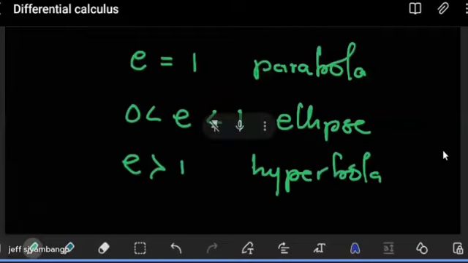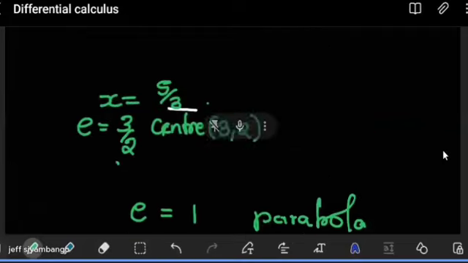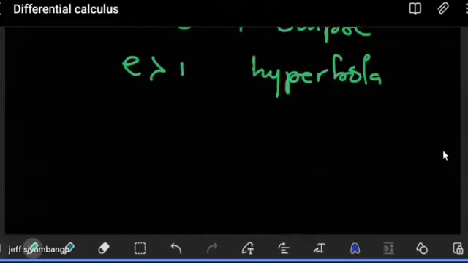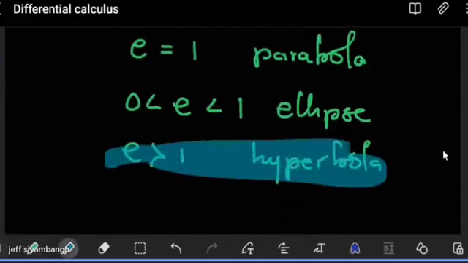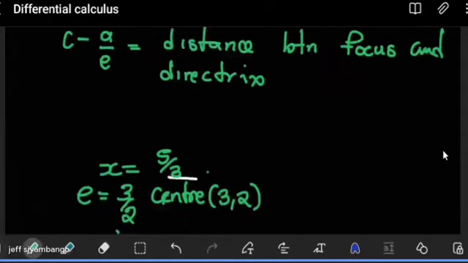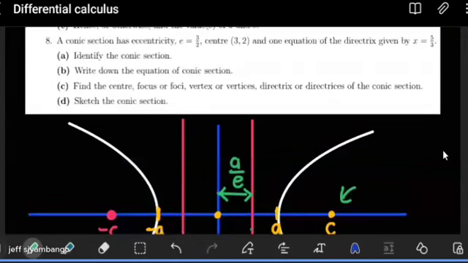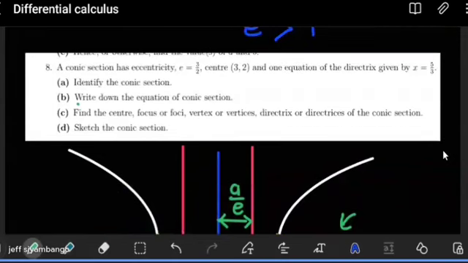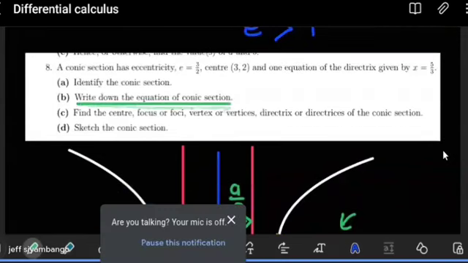Now from here, what we have is E equals 3 over 2. So 3 over 2 is definitely greater than 1. So again, this is a hyperbola. Let's go to the second part. In the second part, they now want us to write down the equation of the conic section.